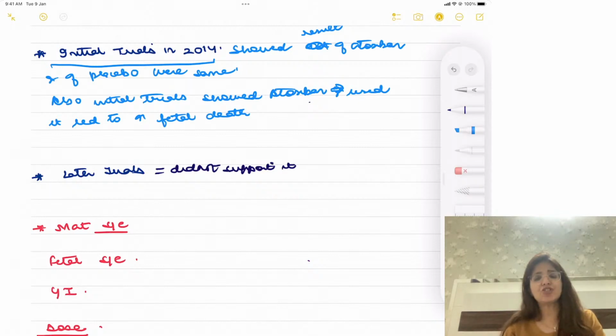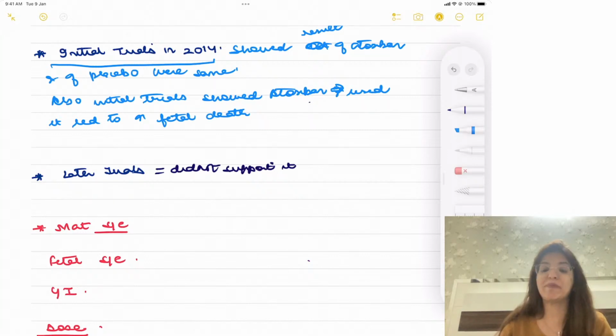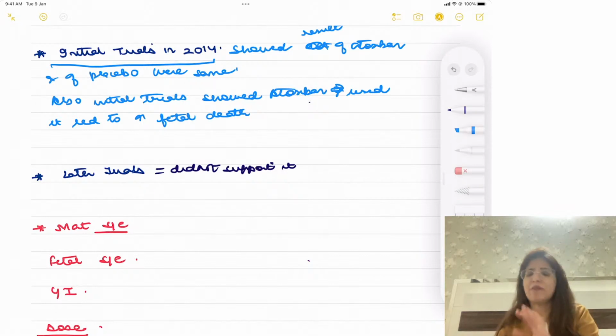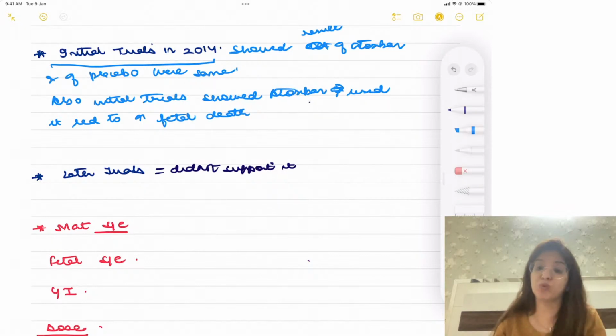So these initial trials which were done in 2014 were the ones which said that the effect when you are using atosiban in patients of preterm labor and when you are using a placebo is the same. So atosiban is not superior to a placebo. And the initial trials also said that atosiban led to increased chances of fetal death. But then later trials did not support it. So that is why atosiban is still being used in Europe. In India and in US, it's not available. FDA has still not approved the use of atosiban.